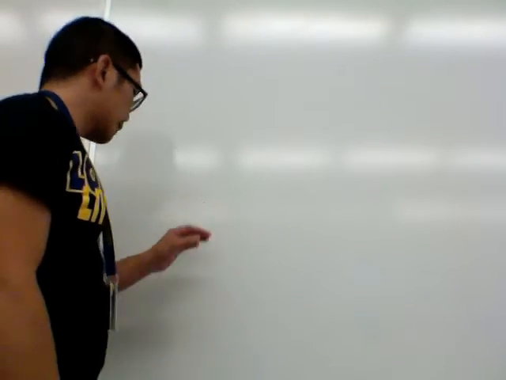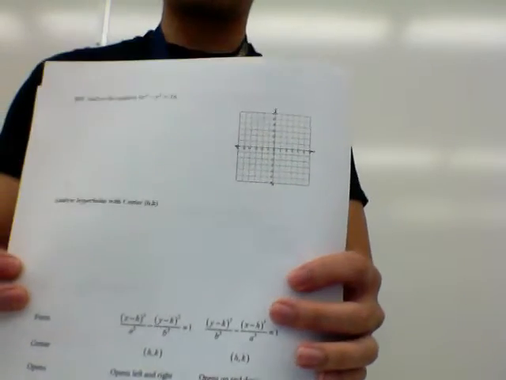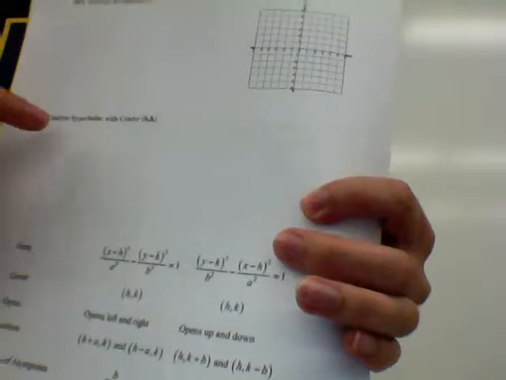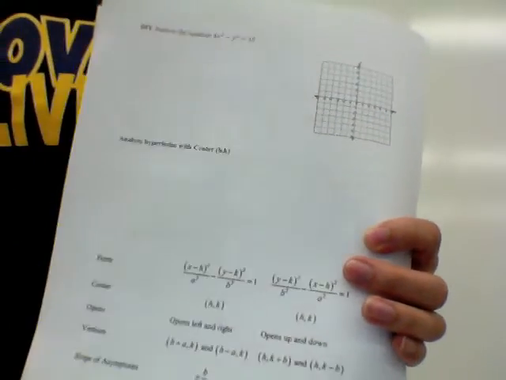So we are going to go over how to analyze hyperbolas that are not centered at the origin. This is where we left off on Thursday. On your packet, because a lot of you are going to be out for the AP test, I want to get this in on video because you're going to miss this. We're going to do a little mini lesson on analyzing hyperbolas with center (h, k).